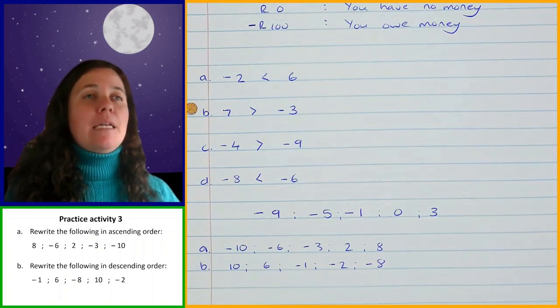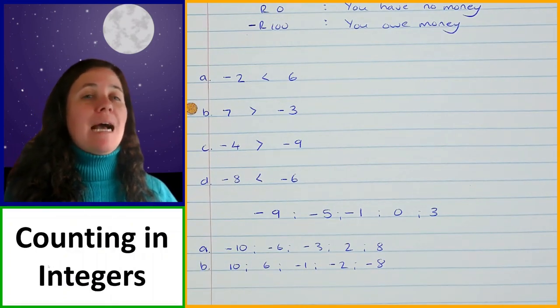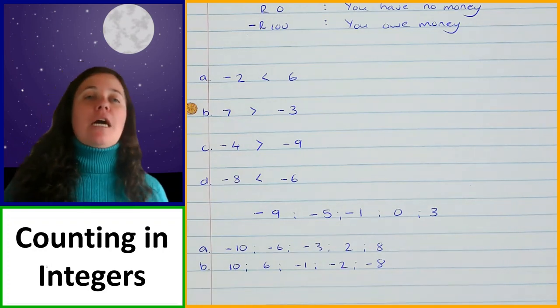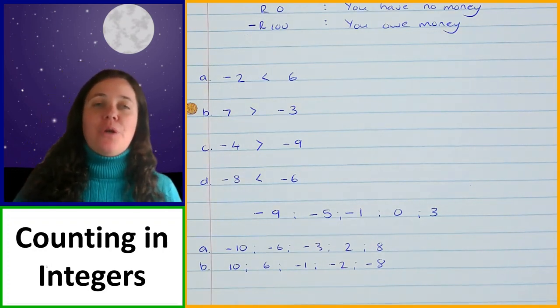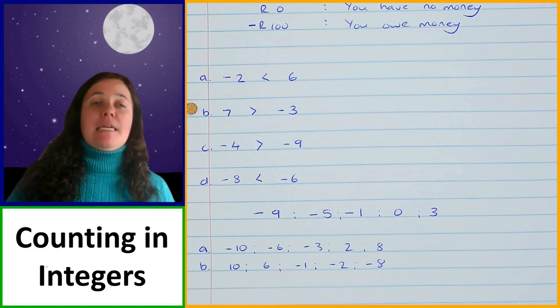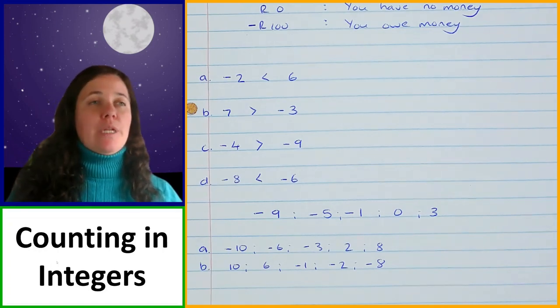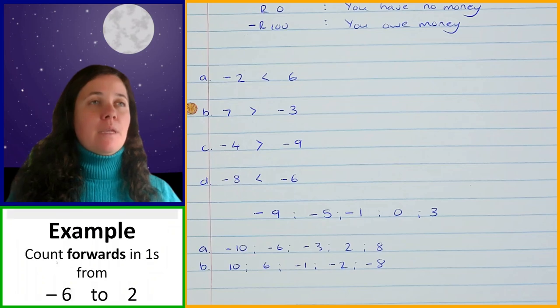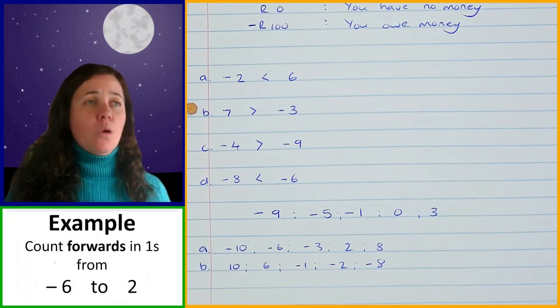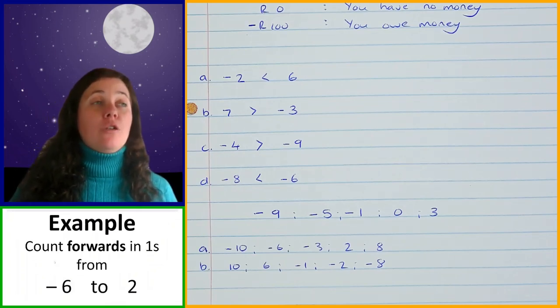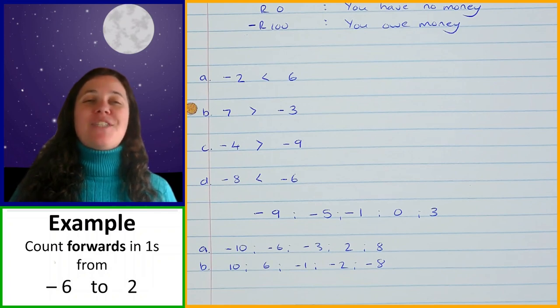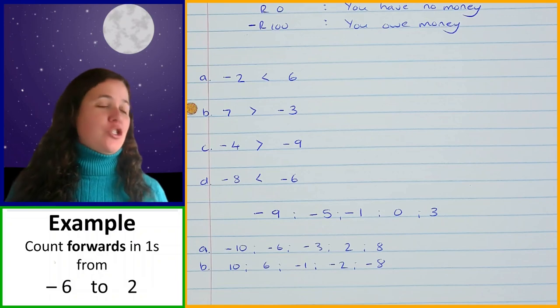Okay, now we're going to go on to counting in integers. Now, counting is something that won't be new to you, but we are now going to extend our counting into the negative numbers as well. Okay, so let's do an example. In this example, we are going to count forwards in ones from negative 6 to 2.